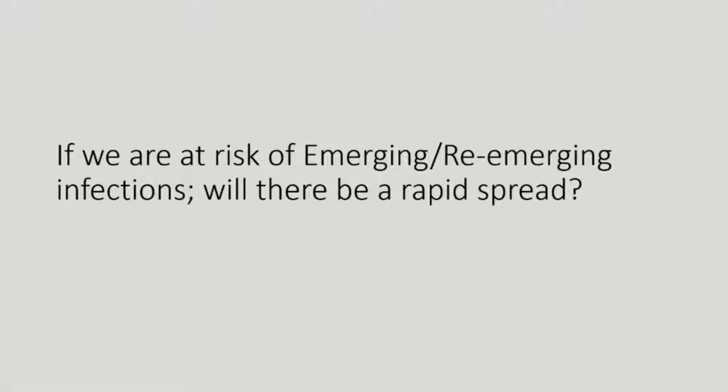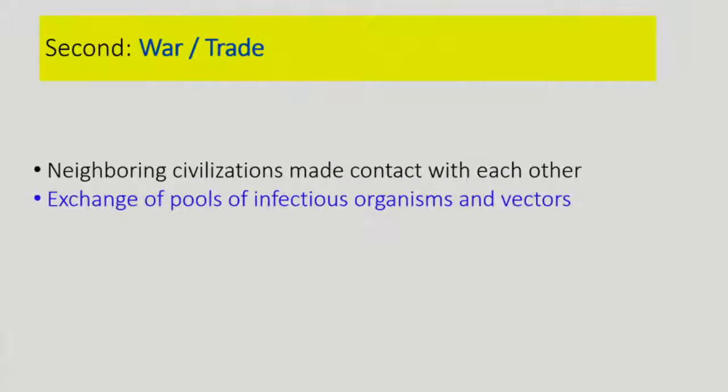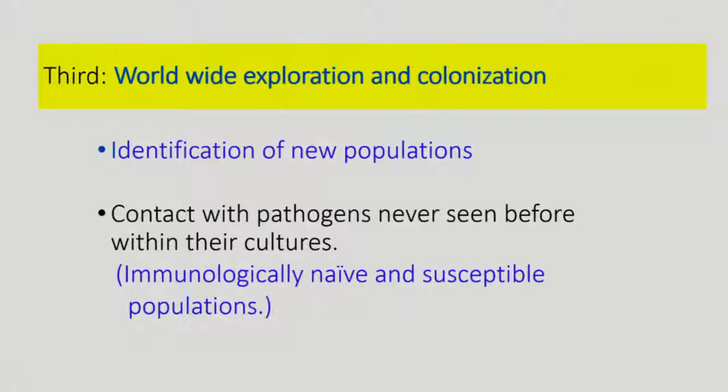Okay, are we at a risk of rapid spread? There are 4 historical patterns for emergence and rapid spread. One thing is crowd transition. So people begin to live in much closer proximity, and this is happening in Sri Lanka. War and trade, and the neighboring civilizations come in contact, and they exchange pools of infectious organisms and vectors.